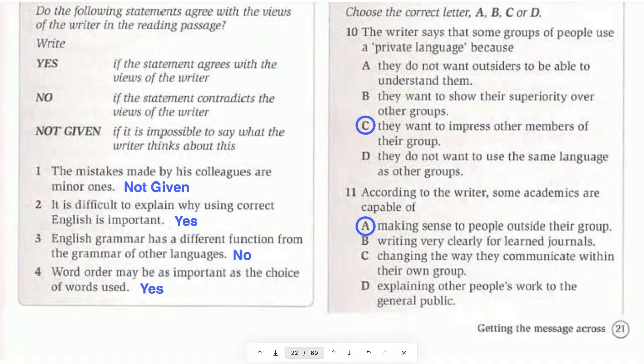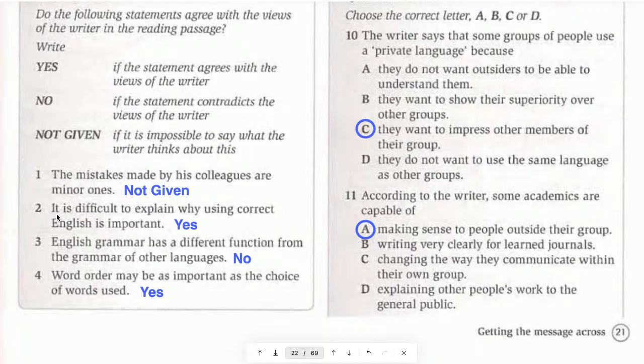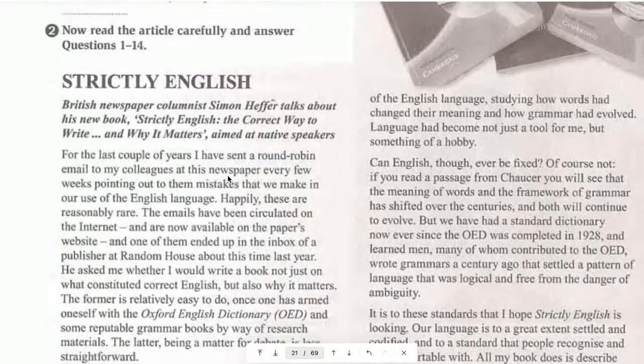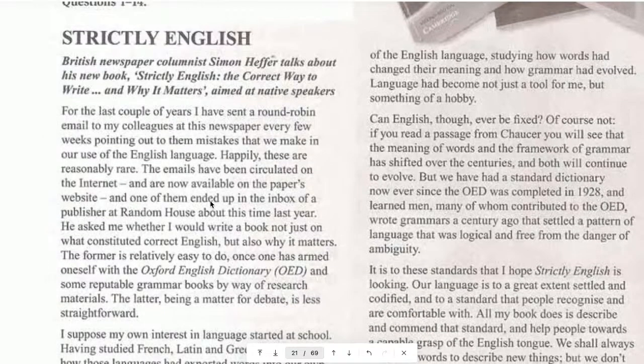All right, now number 2. It is important to explain why using correct English is important. And the answer is yes, right? So it is difficult to explain why using correct English is important. Okay, now where can we find the answer for this? Yeah, paragraph 1, line number 7 from the bottom. 1, 2, 3, 4, 5, 6, 7.